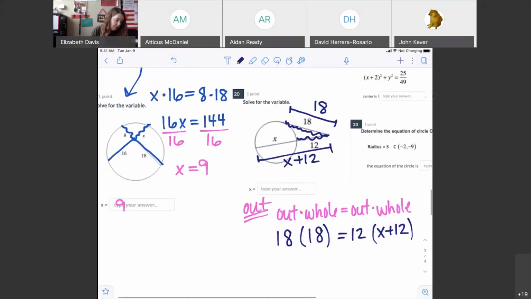So then we'll multiply this. 18 times 18 is 324. We'll distribute that 12 on out. 12 times x is 12x. Beautiful. 12 times 12 is 144.